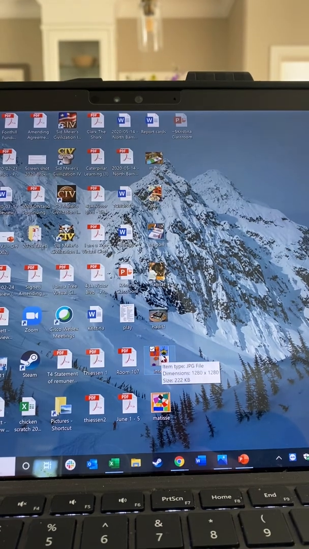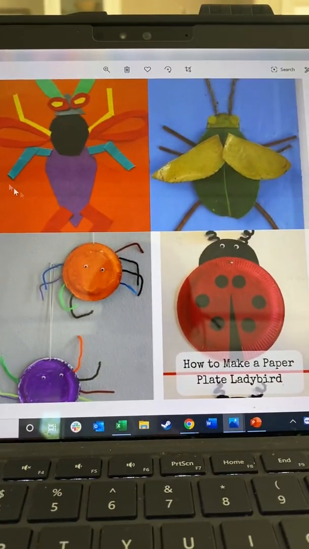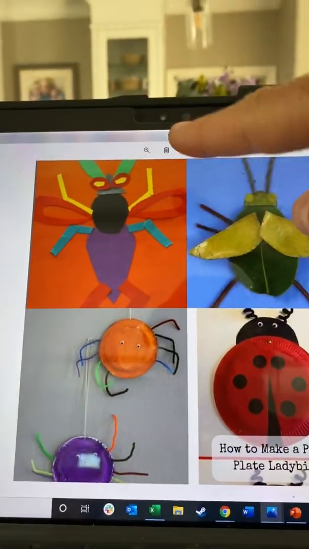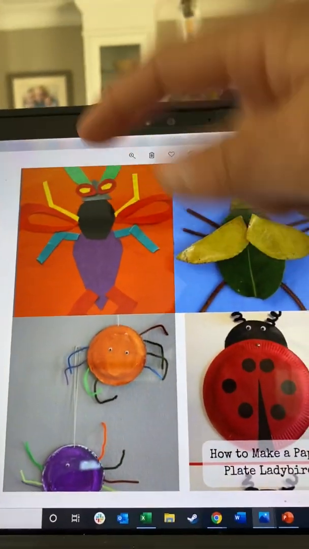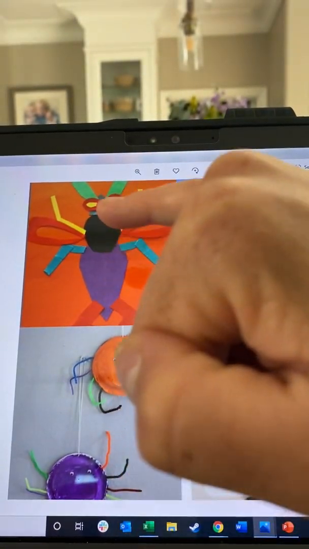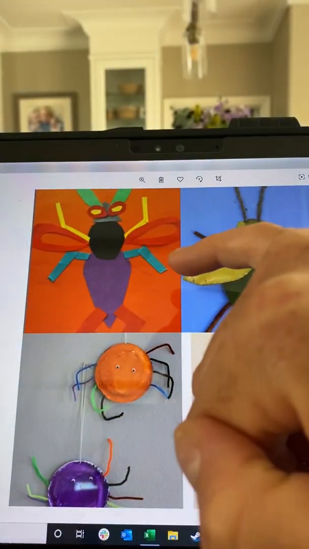So I'm going to show you some examples. So this one here might be something that would inspire you from Matisse's work, because it's made of paper and it's glued together. And look, this insect here has a head, a thorax, and the abdomen. It has 6 legs and antennae and some wings.